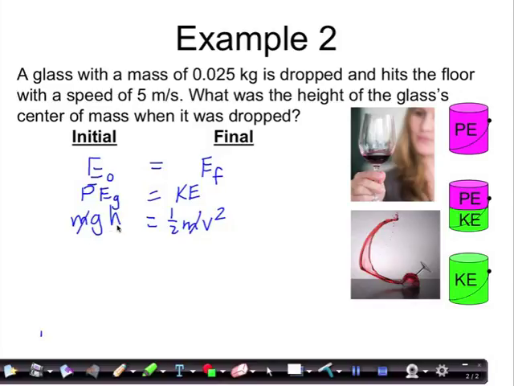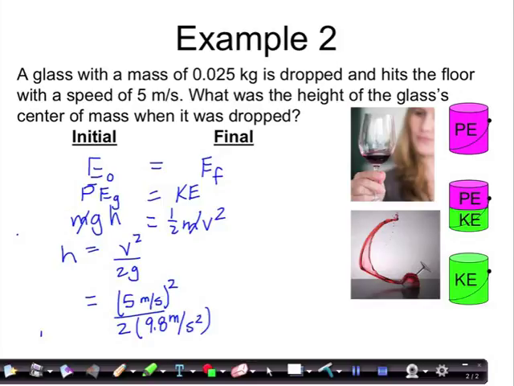And we're looking for h, so to solve for h, we want to divide g onto both sides, so our equation becomes h equals v squared in the numerator divided by 2g. Let's plug in our givens. Our speed is 5 meters per second, and we're squaring that, divided by 2 times 9.8, our acceleration due to gravity, meters over second squared. When we solve for this, we should get a height of 1.27 meters.